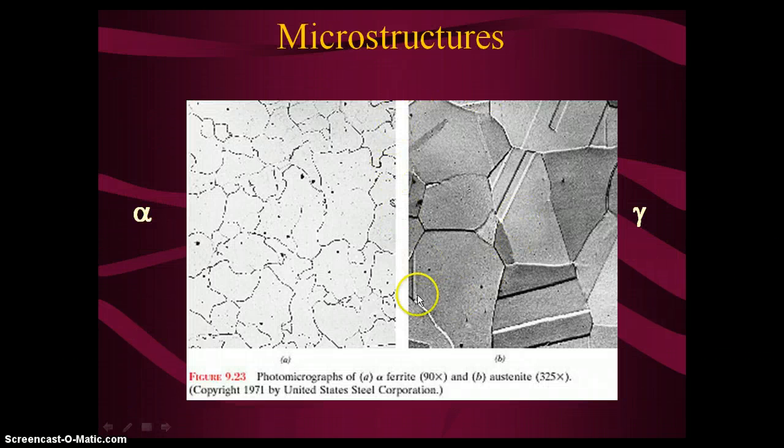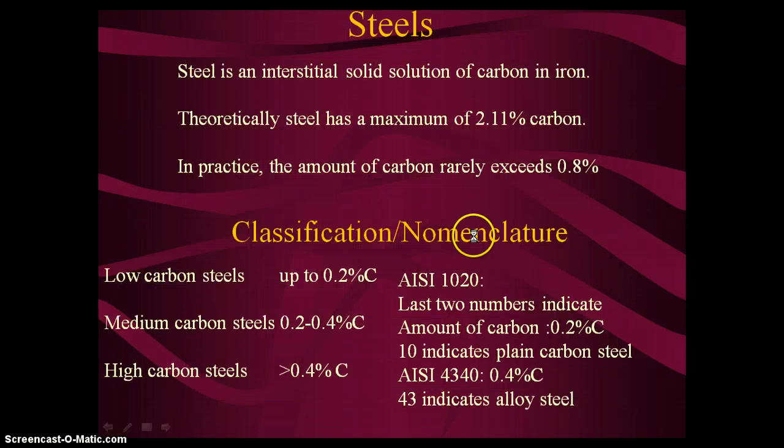This is a simple microstructure photograph of ferrite and austenite structure. Based on these structures, the carbon percentage is classified into low carbon steels, having up to 0.2% of carbon, medium carbon steels, 0.2 to 0.4% of carbon, and above 0.4% of carbon is called high carbon steel.